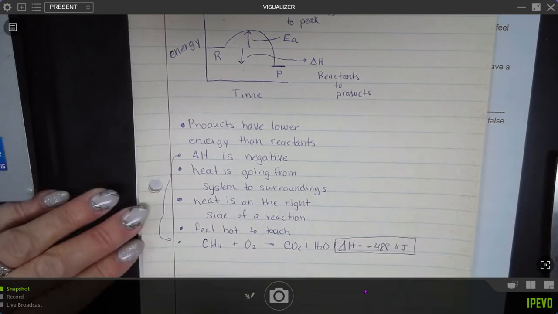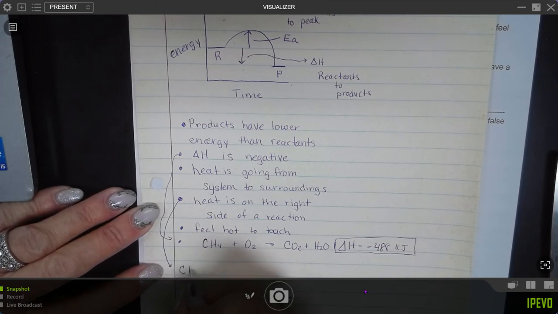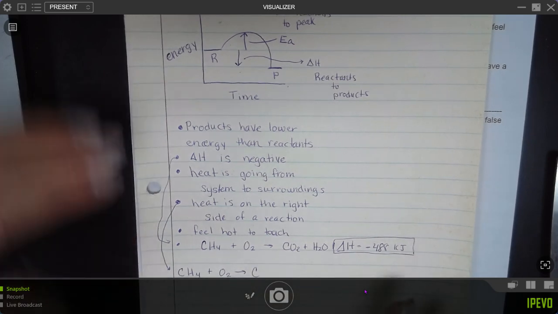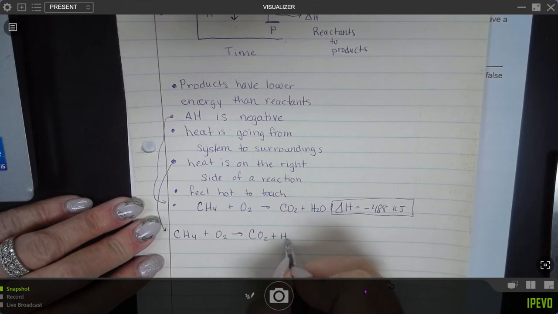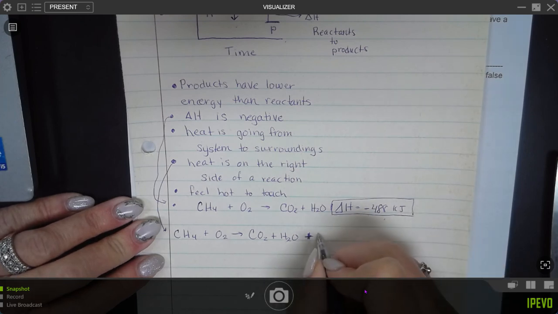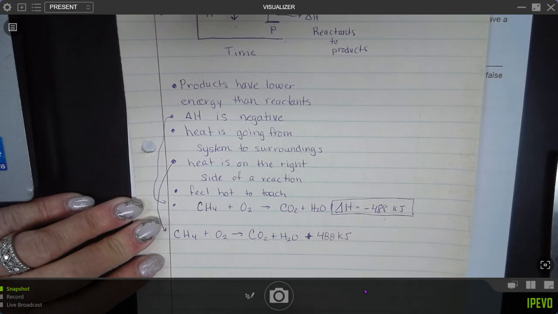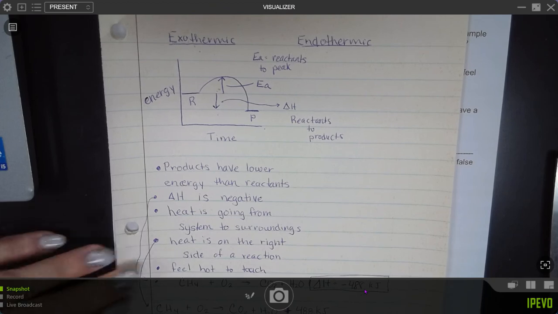Okay, if we see it written into our equation, for example, if I have CH4 plus O2 produces CO2 plus H2O plus, remember it's plus, even though it's exothermic, when we put it in the equation, it's plus 488 kilojoules. Okay, so that kind of goes over exothermic.